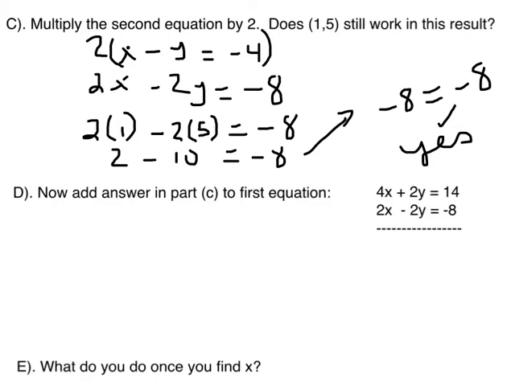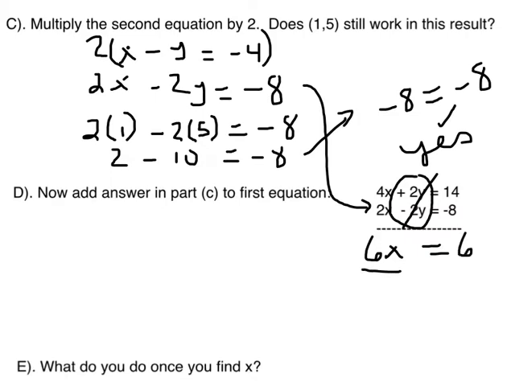Now in part D, yes, they want us to take the first equation and take our second equation, which we just figured out up here, and we're going to put that one in right there, and we're going to add the two. Well, if you take 4x plus 2x, you get 6x. Watch what happens right here. What's a 2y and a minus y? They cancel. Gone. And 14 and a negative 8 makes 6. Last step, divide by 6, and x is equal to 1.